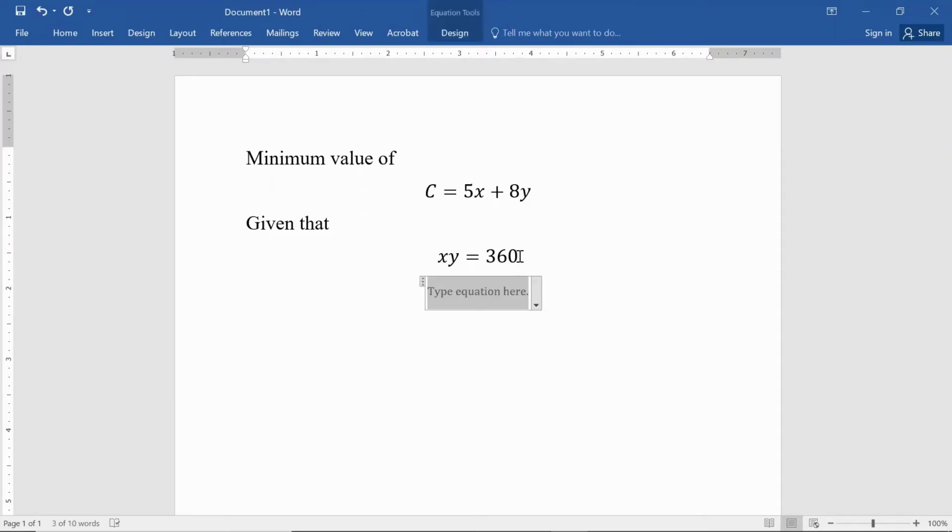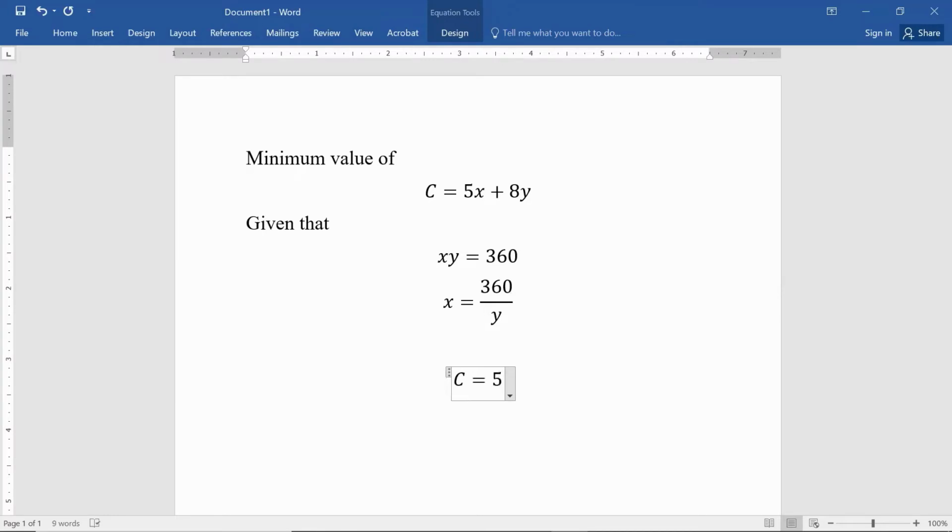So this time I'm going to solve for x. If I solve for x, I have to take 360 and divide it by y. Again, x times y equals 360 is our constraint equation, and then the minimum value of c is what we're looking for. At this point, I can plug in 360 over y for my x.